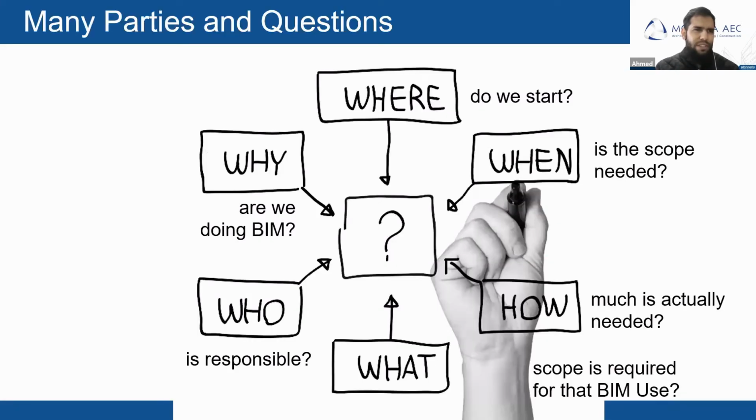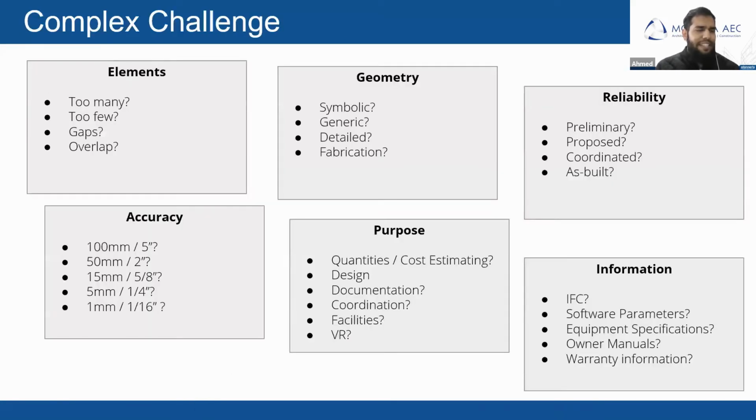Sometimes we just need to start off with some basic questions. Who, what, where, when, why, and how. These are some of the questions that we need to answer across many parties involved in order to get there. And it's a complex challenge as we need to define different aspects of the contract. So here are just 6 different aspects we can talk about: which elements do we need, how much geometry, how reliable do we need it to be, the level of accuracy, what is the purpose, what information is needed. These are just 6 different categories, and each of them has a level of depth to it as well. So have a look at that.